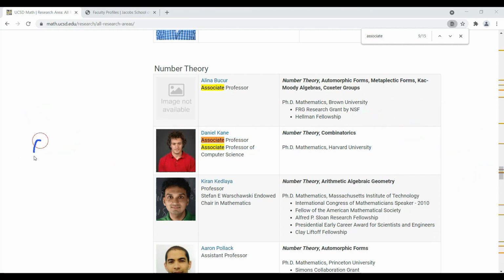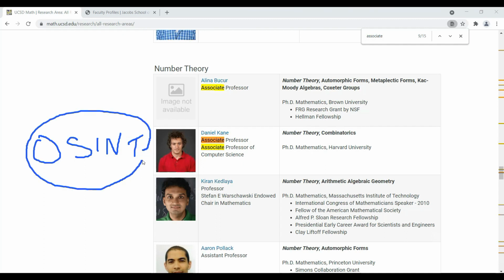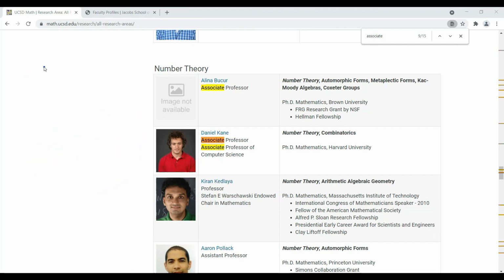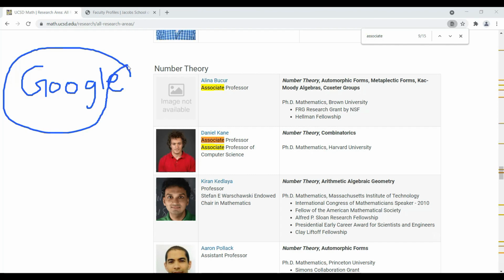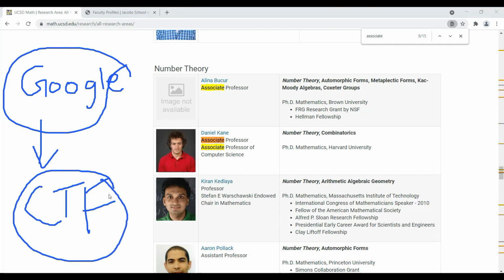OSINT problems are easy. You just have to do some work gathering information and keep your focus. And do remember that Google is your best friend in solving CTFs, because you have to learn from there and solve from there. Okay then, so I showed you how to solve your first CTF problem, your OSINT problem, and you can get started into hacking with this.